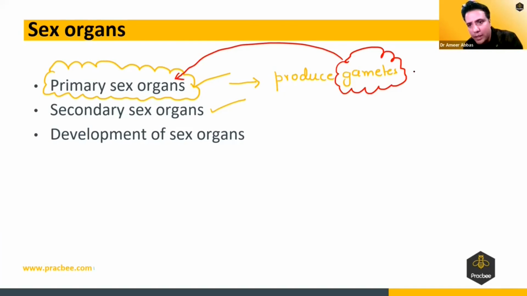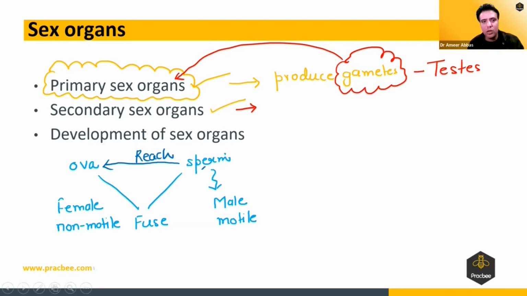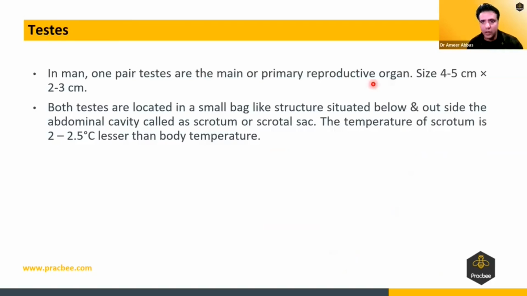Clear? So the primary sex organs are the testes. We will be discussing the male context, okay? We are studying about males. Clear? So what are the secondary sex organs? Those organs which help the sperm to reach the ova are known as secondary sex organs. Clear? Now we will understand the main thing.